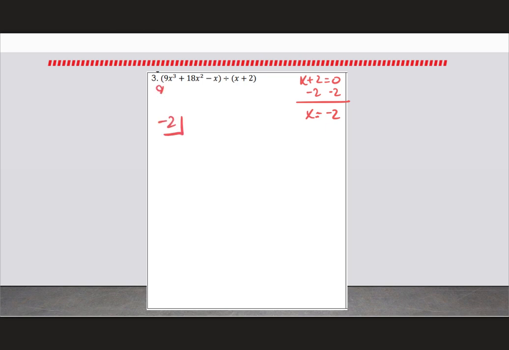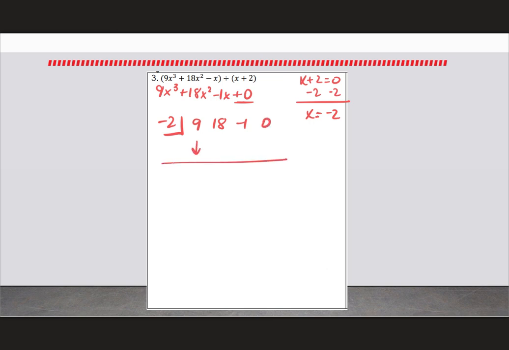And here I've got 9x cubed plus 18x squared minus 1x. And I don't have a constant, so I'm going to do plus 0. That's the biggest mistake people make, is they forget that extra 0. So 9, 18, negative 1, and 0.